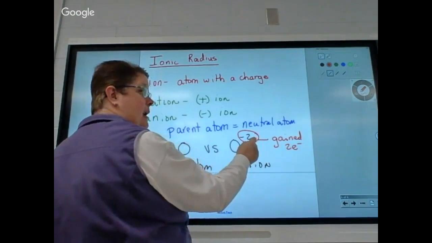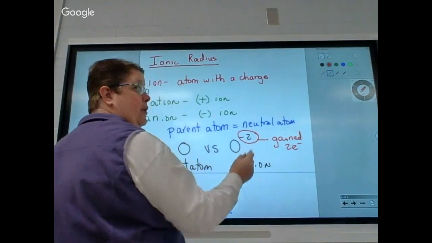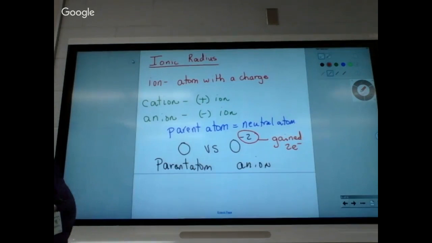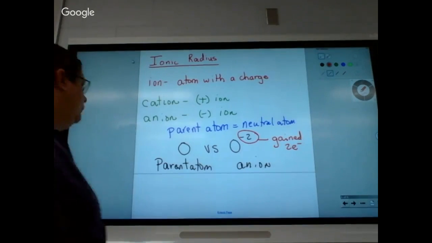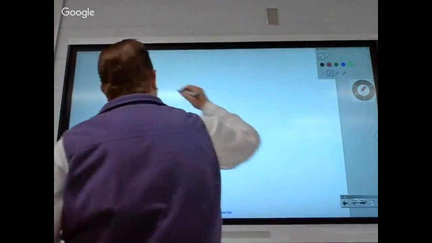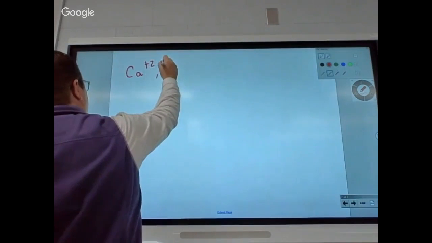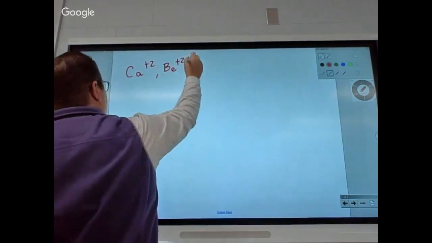So, if we gain electrons, we get bigger. Think about it this way. If you gain weight, you get bigger. So, anytime you gain electrons, you're bigger in size. If you lose electrons, you are smaller in size. Does that make sense? Gain weight, bigger. Lose weight, smaller. So if you gain electrons, you're bigger. If you lose electrons, you're smaller. Does that make sense? Yes or no? Y'all just want me to hush. It makes sense.